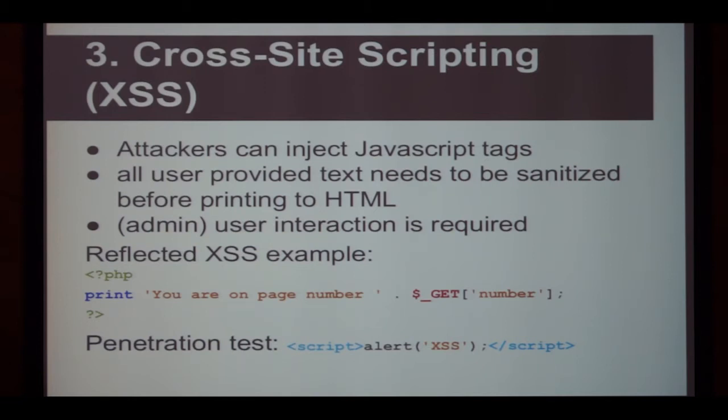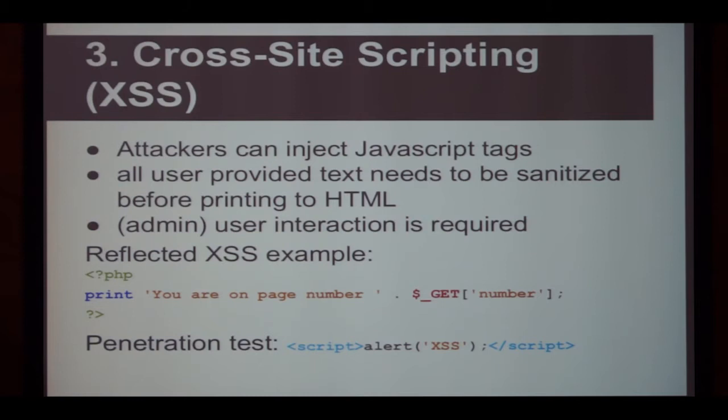And here's a reflected cross-site scripting example, where we just print some text on a website, for example, and we want to print out the page number, so we just concatenate the current page number from a URL. Don't do that. This is a cross-site scripting attack, because anything that comes from the request or from the query parameters or from some stored content in the database is user-provided text, and that needs to be sanitized.